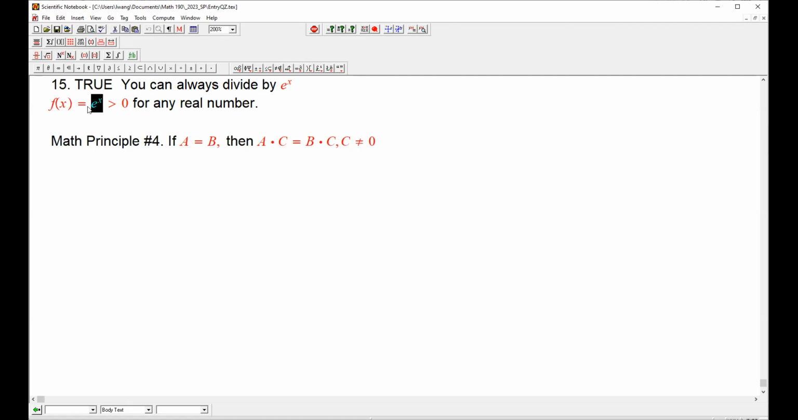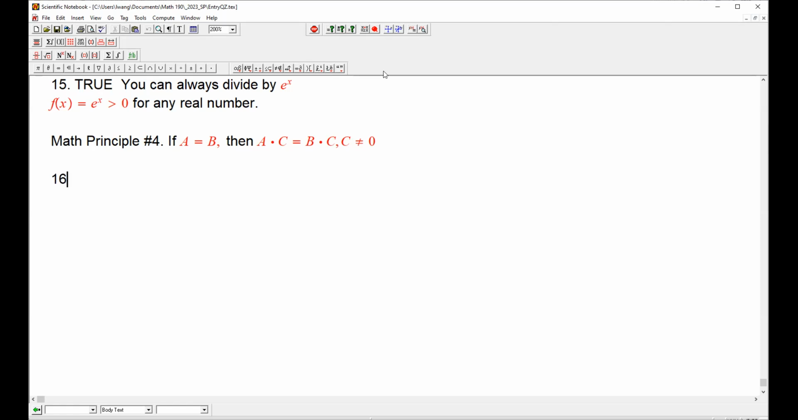Now we have e to the power x is positive. It's positive all the time. So this condition is satisfied. Therefore, we can divide or multiply by e to the power x anytime. So not only can you divide by it, you can also multiply by it. So this is true.